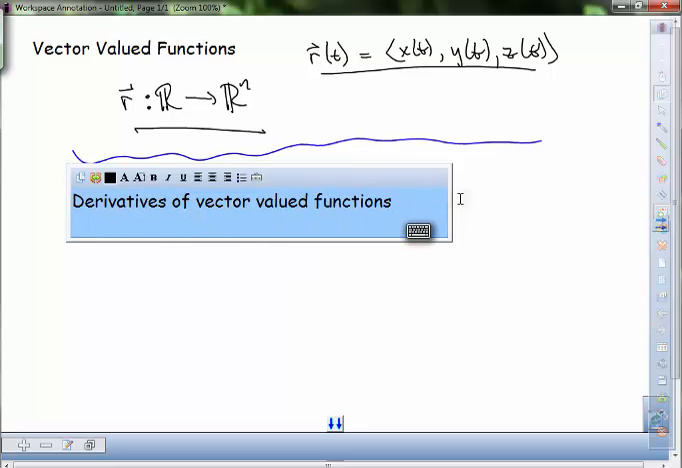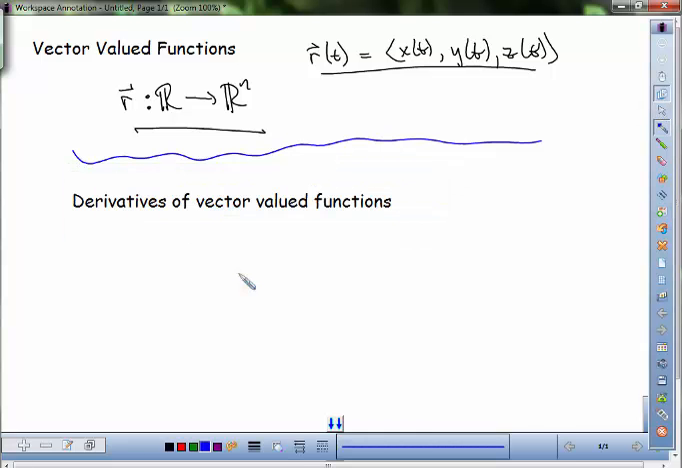Most of the time people just say vector functions, but I don't know. Saying vector valued function seems a little longer.